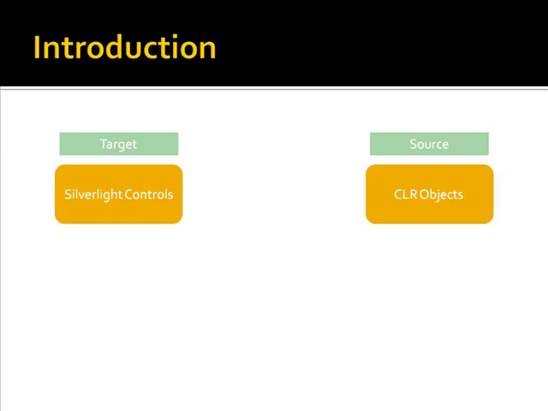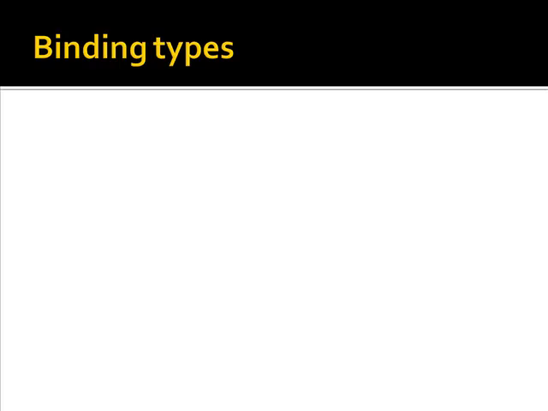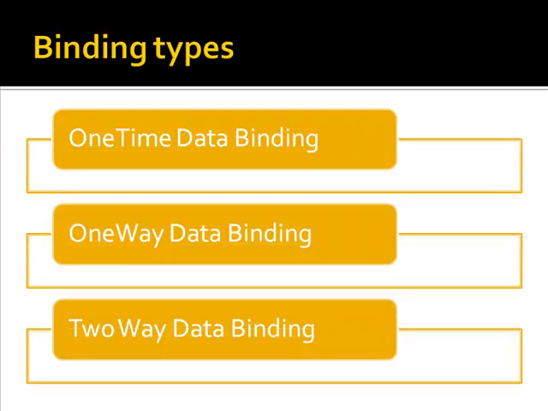Okay, so I need to have a binding in between these two, an employee object and a text box which is going to display my employee name. This is the data binding which is going to be there in between the control and the CLR object, and helps me in displaying that data. There are three types of bindings: one-time data binding, one-way data binding, and two-way data binding, where one-way data binding is the default data binding.